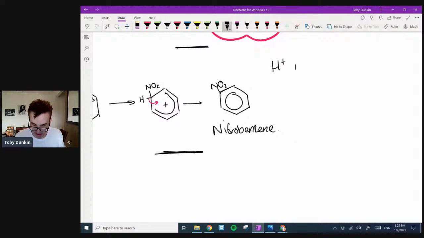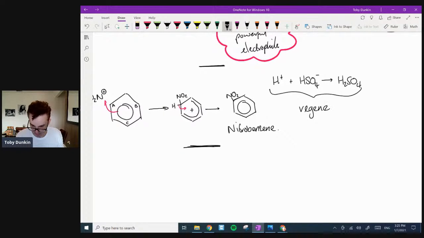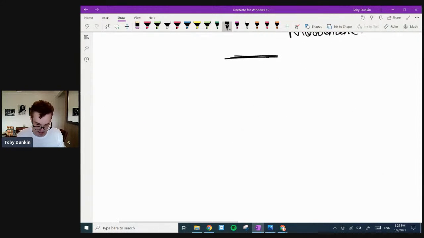The H+ ion will now react with HSO4- to turn back into H2SO4. Amazing. There's the regeneration of the catalyst. Next, alkylation.